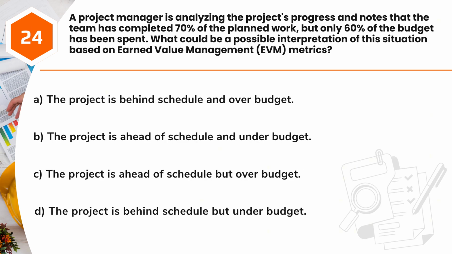Question 24. A project manager is analyzing the project's progress and notes that the team has completed 70% of the planned work, but only 60% of the budget has been spent. What could be a possible interpretation of this situation based on earned value management, EVM, metrics? A. The project is behind schedule and over budget. B. The project is ahead of schedule and under budget. C. The project is ahead of schedule but over budget. D. The project is behind schedule but under budget.